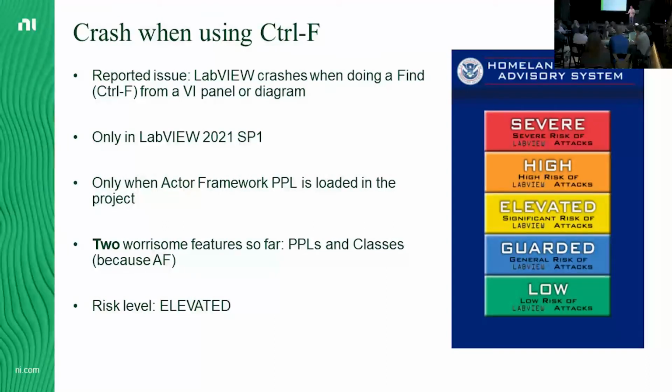So far, we've got two worrisome features. One of them is an essential feature, right? LabVIEW classes, I talked about before, those are essential. And one of them is PPLs, a non-essential feature. So on the Homeland Security Advisory System, I would say right now we are at an elevated risk of LabVIEW attacks. Okay, that's where we're at right now. We've got two features that are going to make us worry a little bit.